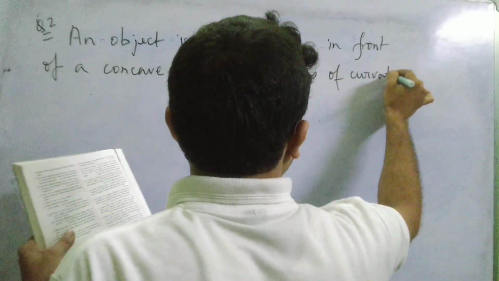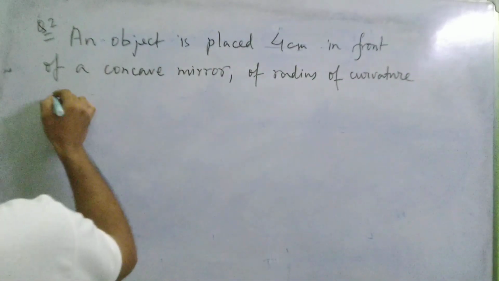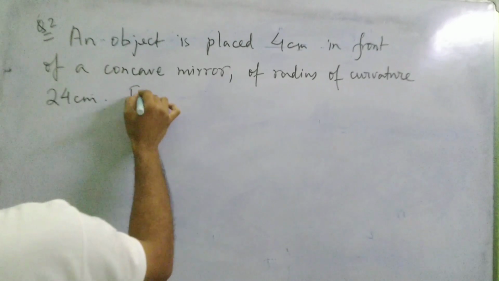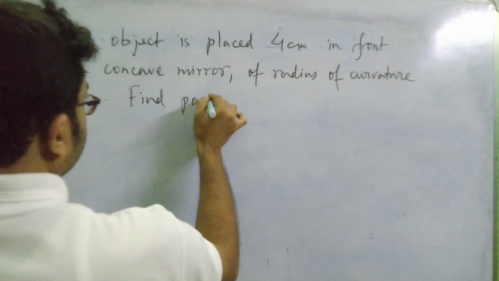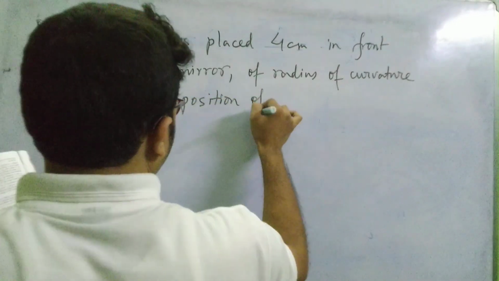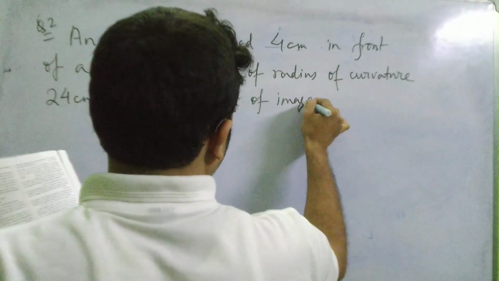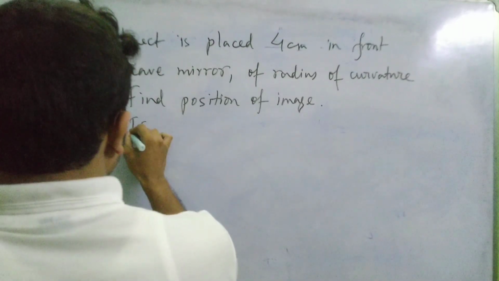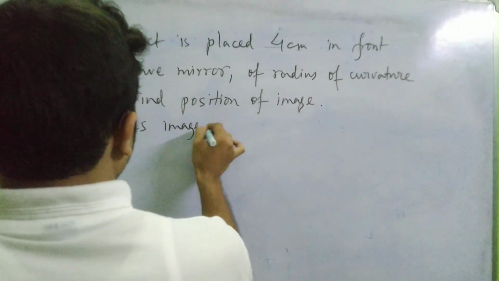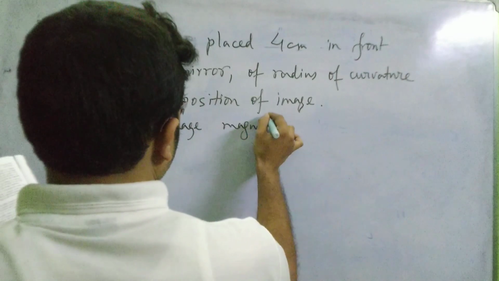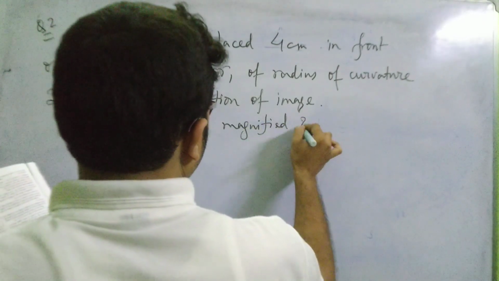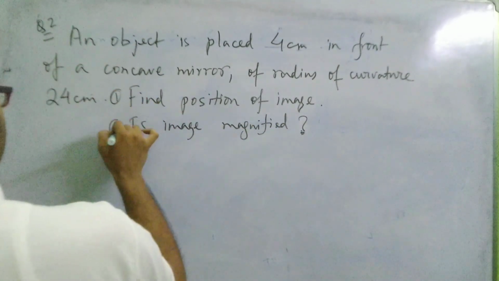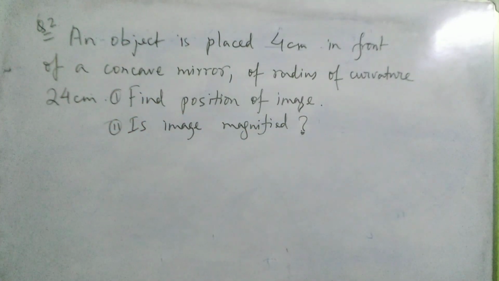So the radius of curvature has been mentioned. Radius of curvature 24 centimeter. Fine. Then it says find position of image. Means you have to find out the image distance. Also it has been asked, is image magnified? So you have to also find out whether it is magnified or not. Okay, so these are the two parts that we need to solve out. Okay, fine. Now let us quickly move on to the solution.